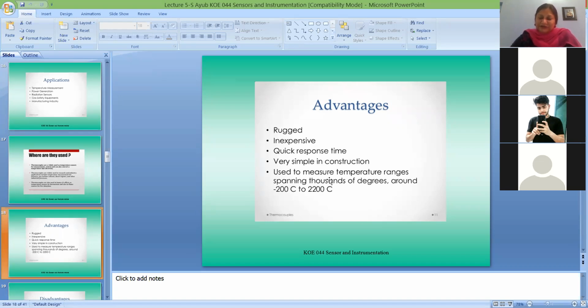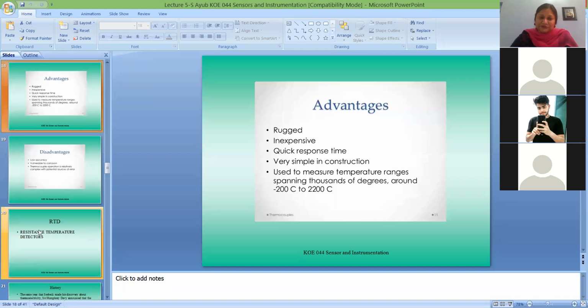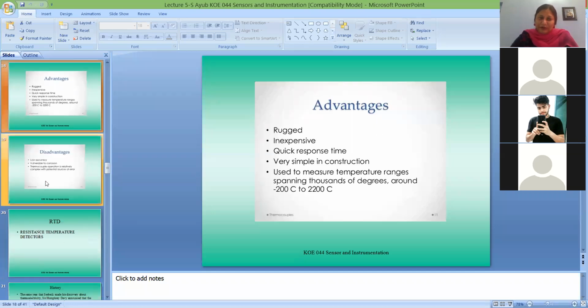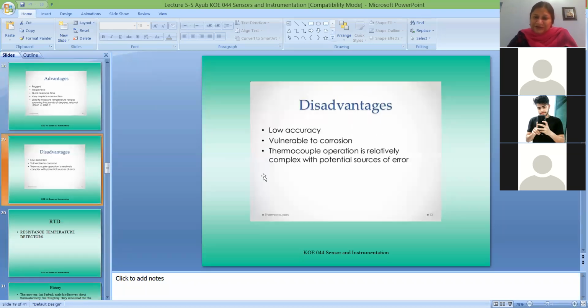And it is very simple in construction, you just have to connect two wires. It is used to measure temperature ranges spanning thousands of degrees, around minus 200 degrees Celsius to 2200 degrees Celsius. So it gives a very wide range of temperature measurement. And what are the disadvantages? Little low accuracy, and vulnerable to corrosion because you are using metals. Thermocouple operation is relatively complex with potential sources of error.